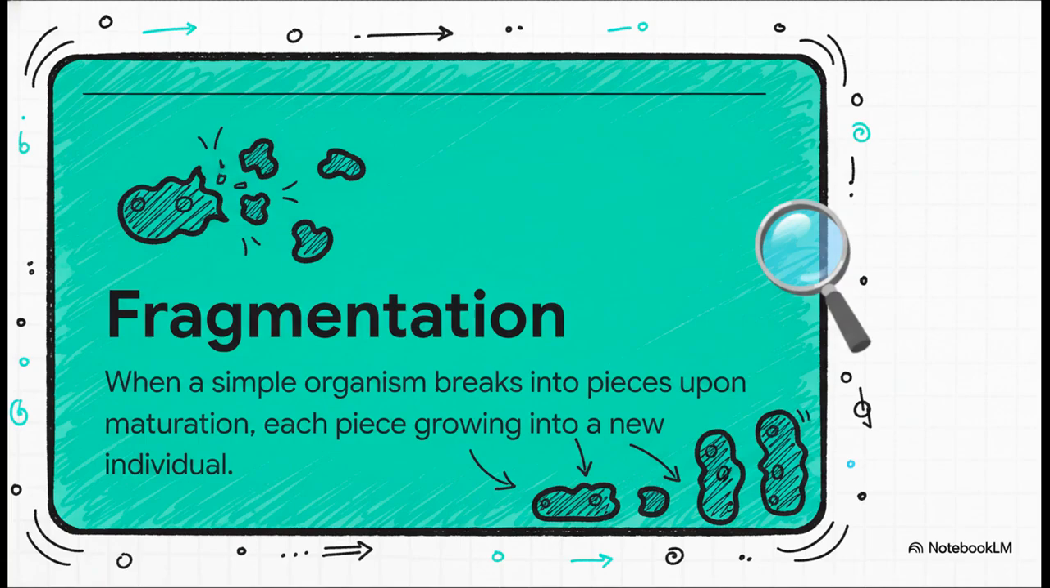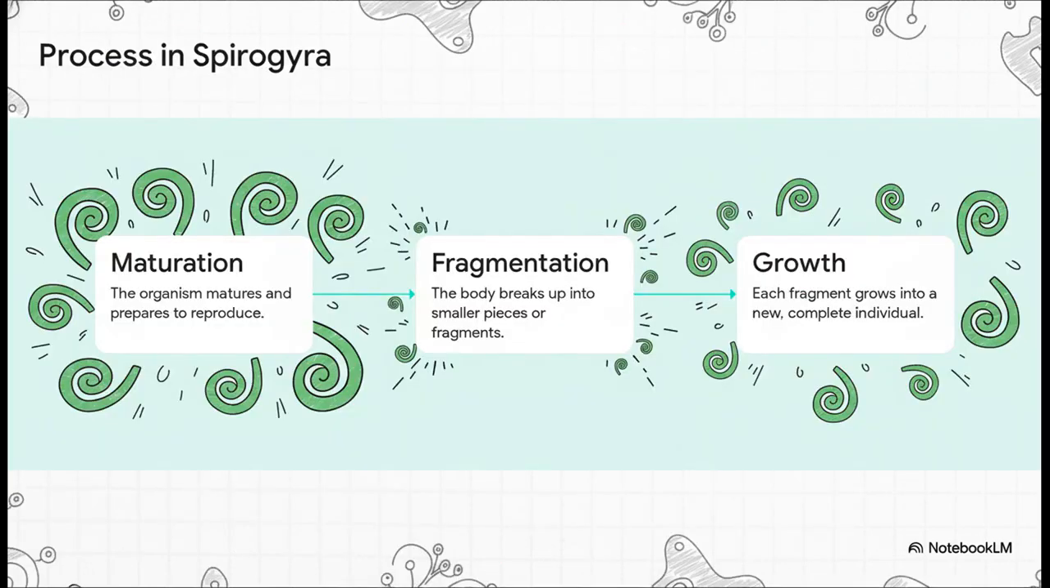Fragmentation is a type of asexual reproduction, where an organism, usually one with a simple body, breaks up into smaller pieces or fragments when it becomes mature. A classic example that we study for this is Spirogyra. It follows these very simple steps to reproduce. First, the organism matures, then its body breaks up into smaller pieces, and finally, each of those fragments grows into a new, complete individual. Simple, isn't it?